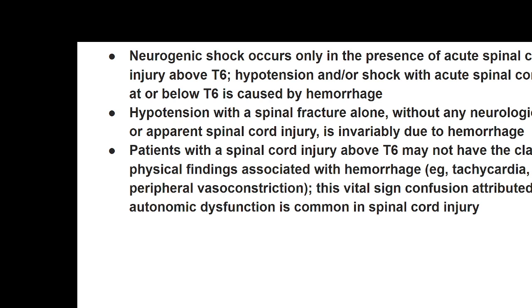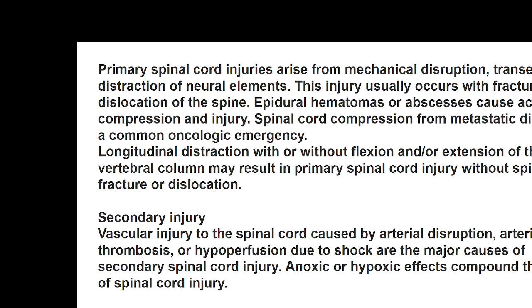Then patients with a spinal cord injury above T6 may not have the classic physical findings associated with hemorrhage like tachycardia or peripheral vasodilation, and this sign should not be confused with autonomic dysfunction in such conditions. That's about the important guidelines during the management of acute conditions.